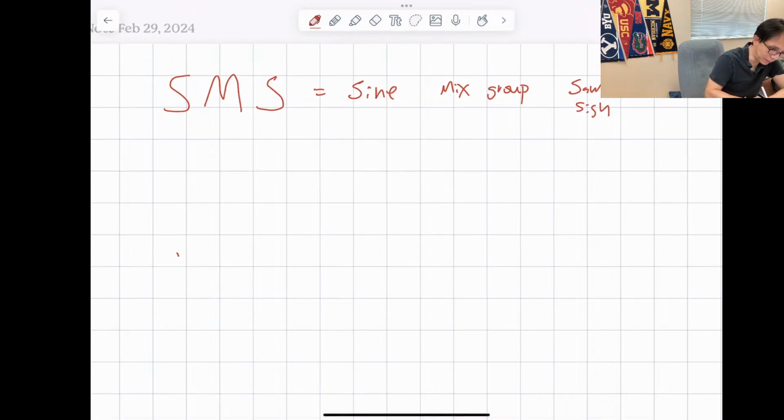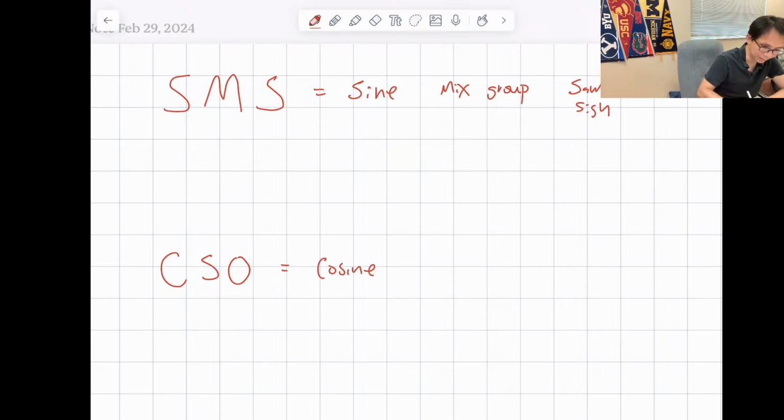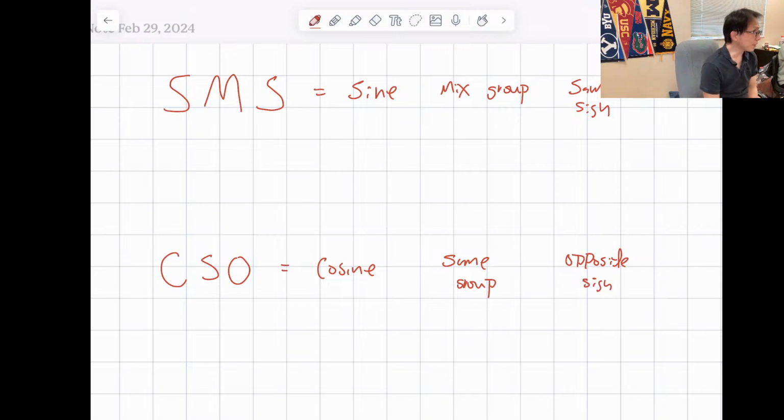And there's another one, CSO. There's another acronym you have to know. It's called cosine, same group, opposite sign. So CSO and SMS. If other people ever ask you, you can say SMS, which is going to come up in two different equations.